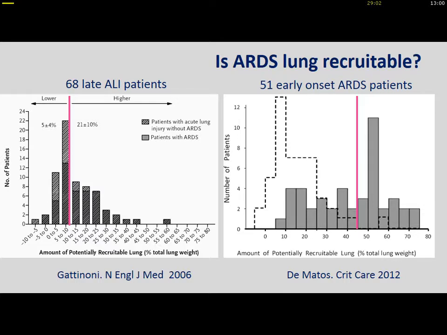So it means that when we have a patient in the ICU, for me the first step is to try to distinguish which kind of patient we face, because obviously we cannot use the same recruitment strategy for a patient with a low potential or a high potential of recruitability.